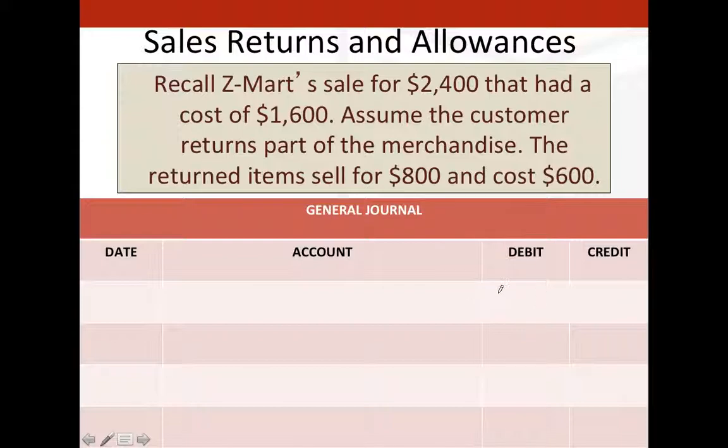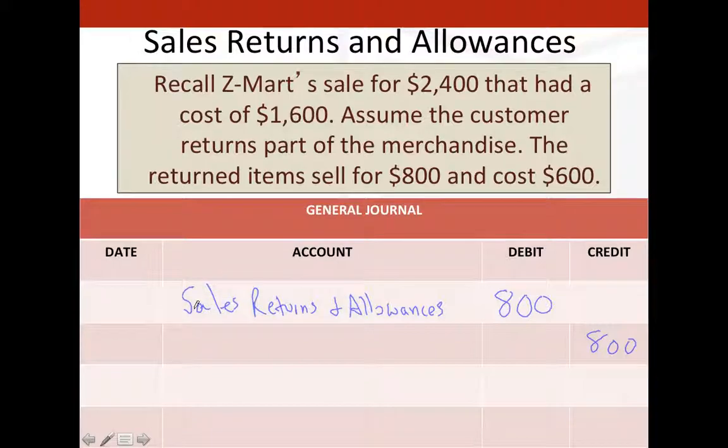The returned items sell for $800. So at one point we recorded a sale that included the $800 of inventory. That sale is now no longer. It's gone away. So we have to reverse out the sale that we've made. Now we're going to have a new account called Sales Returns and Allowances. So we're reversing out the original sale we made.